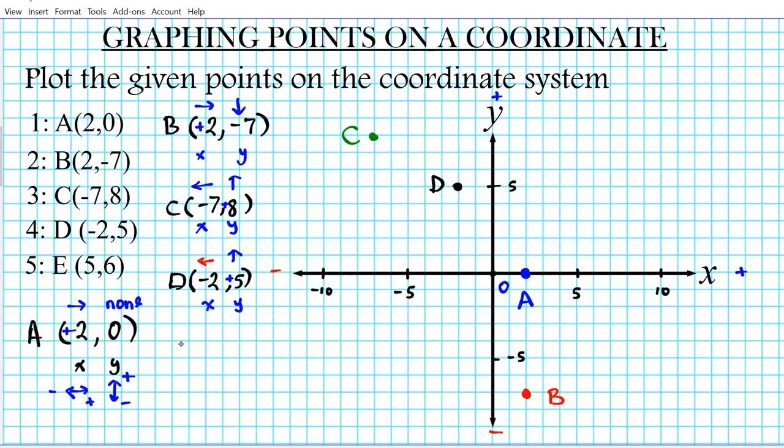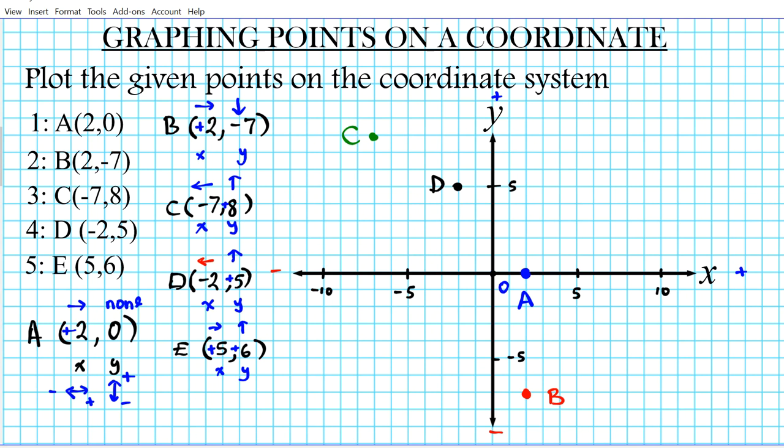Now, one last problem before we give you some practice problems to do. How about point E, 5, 6? This is your x coordinate and this is your y coordinate. So they don't both have signs, so the default sign is positive. Positive numbers do not have signs. So in the x direction, the horizontal direction, you're going to move to the right. And in the y direction, you're going to move up because that's the sign that corresponds with the coordinate movements.